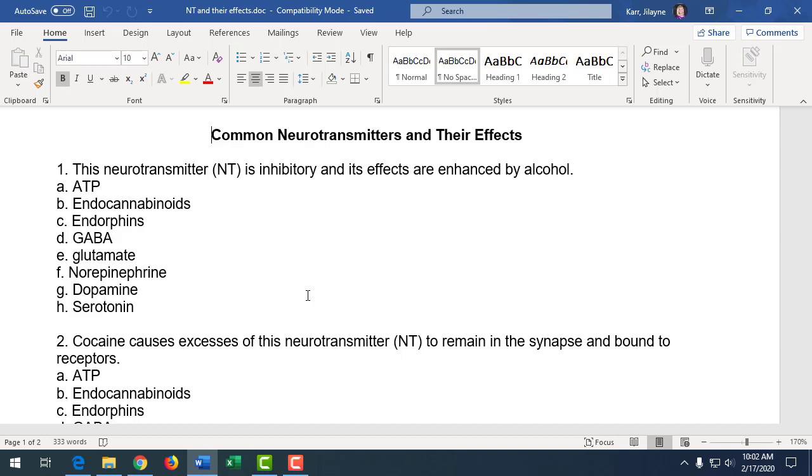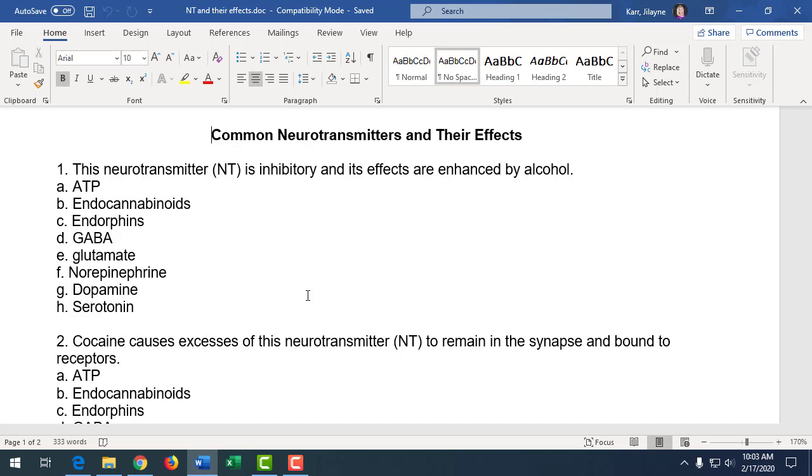So of these, it's GABA that is the number one neurotransmitter that is promoted by alcohol. GABA normally slows down our nervous system, and alcohol promotes the release of GABA and the effects of GABA. So the more we drink, the more we promote the effects of GABA, and the slower the nervous system responds.